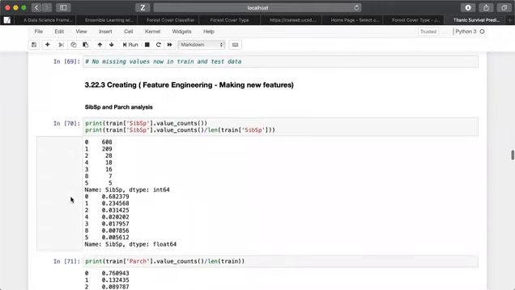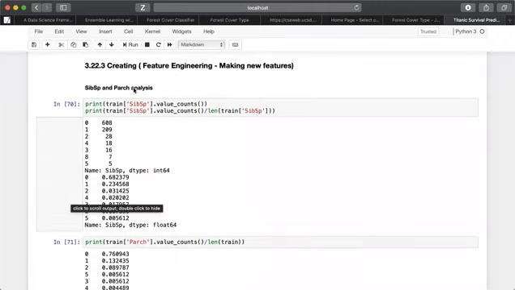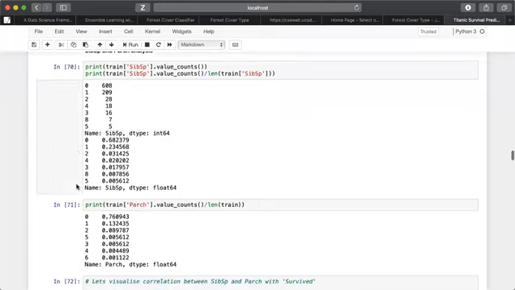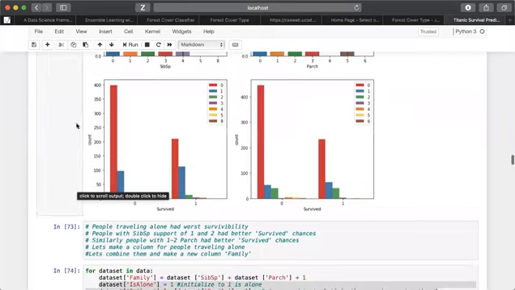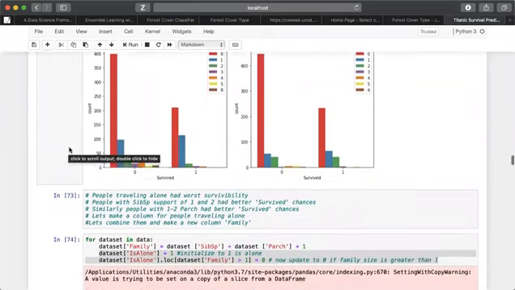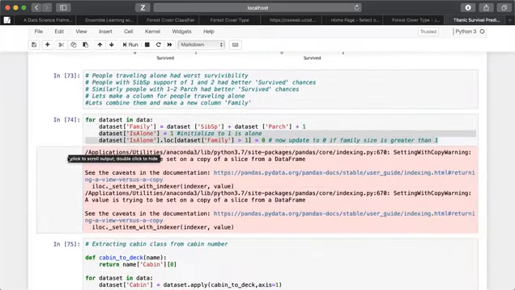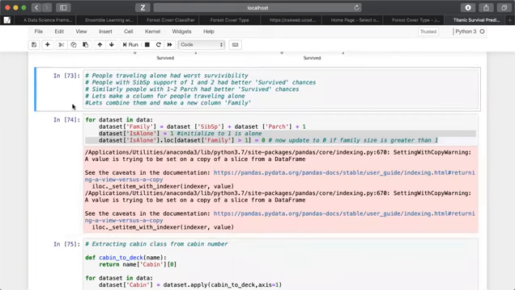Now we come to the next step, that is feature engineering, where we have to make the new features. Like what we found out earlier for the sibling support and patch, I have made a new column. I have done the same visualization to get the same insight. So what I have done, I have made two new columns.